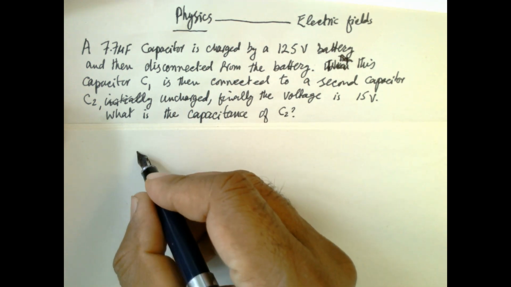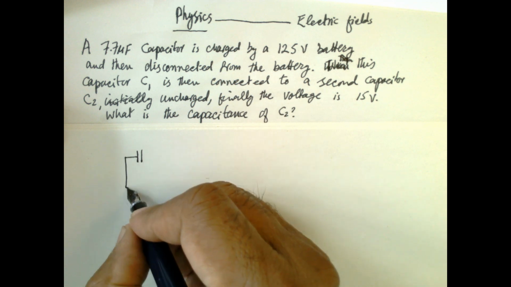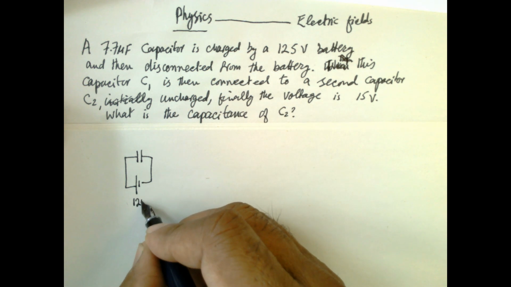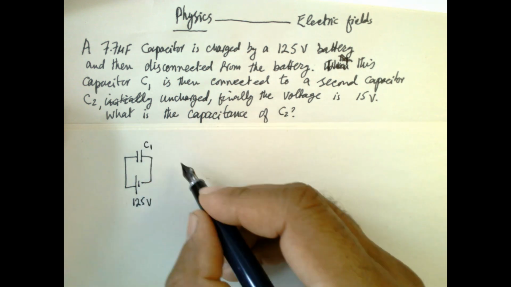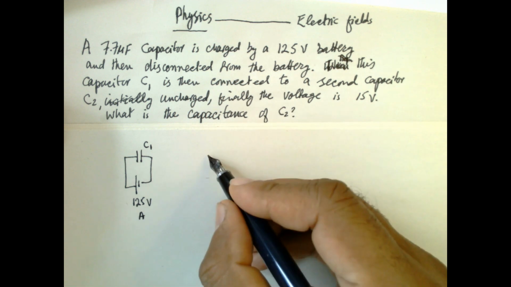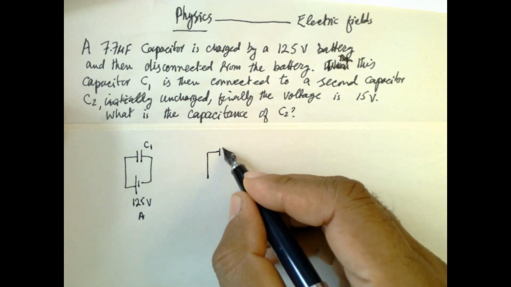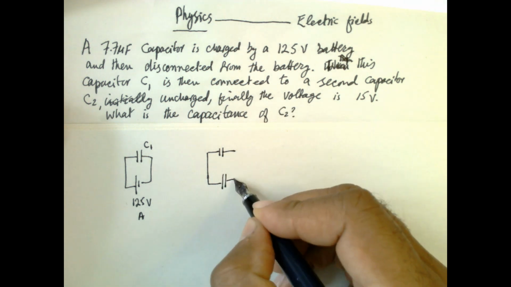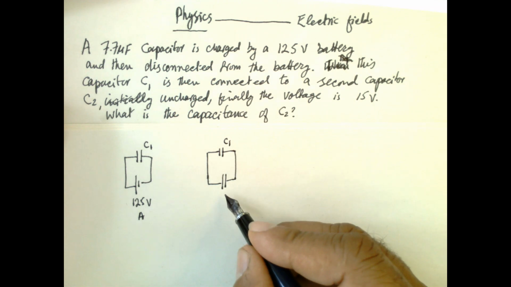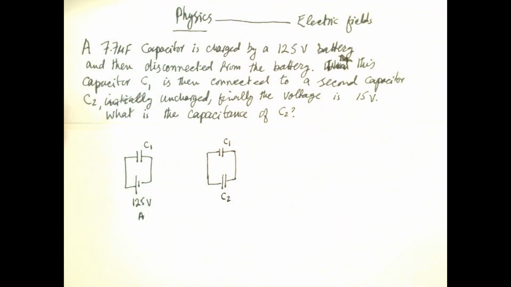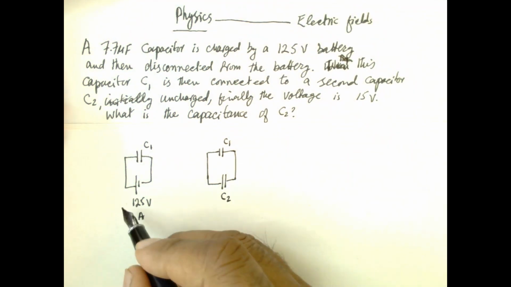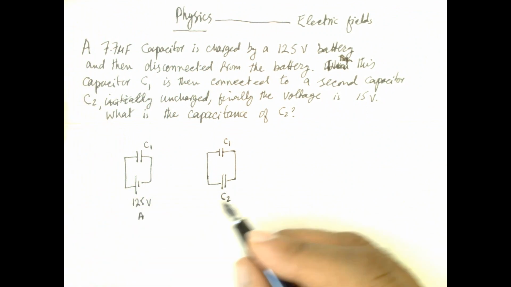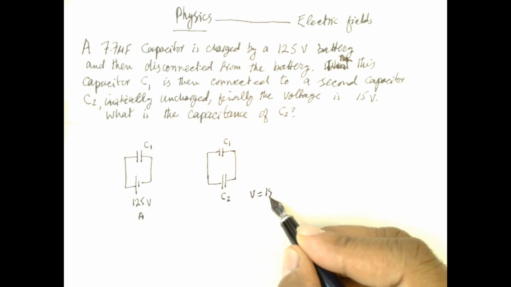So initially this is C1. It is connected to a battery. So this is a 125 volt battery and this is C1. This is configuration A, and then this capacitor C1 is connected to another capacitor C2. So this is C1 and this is C2. In this one, the voltage here is 125, and here the voltage is 15 volt.